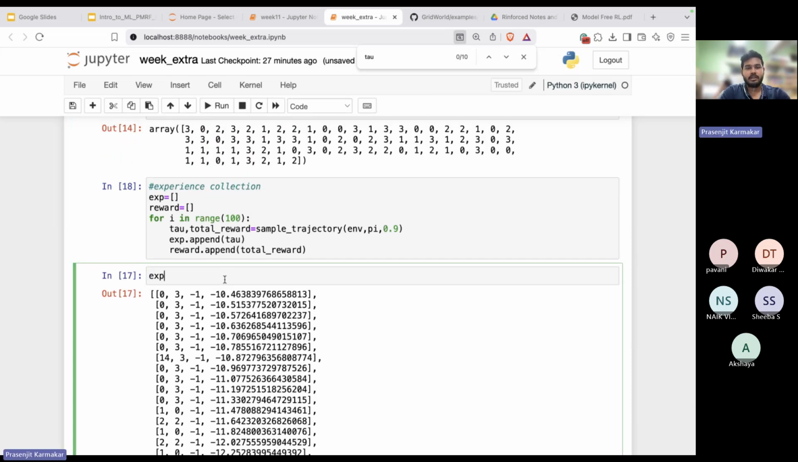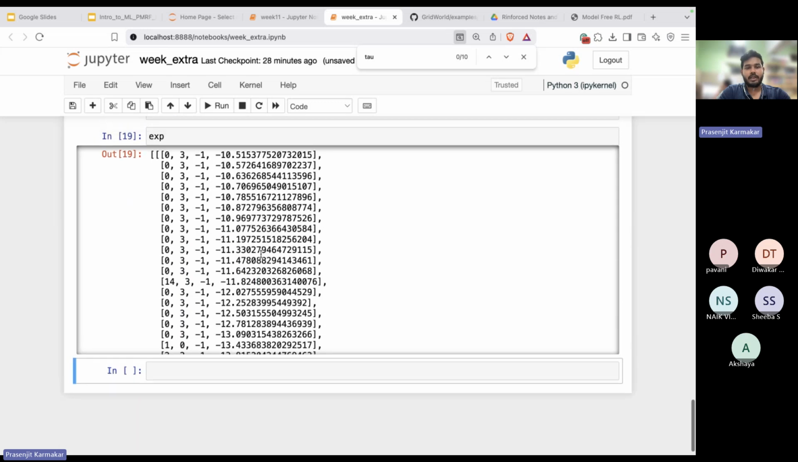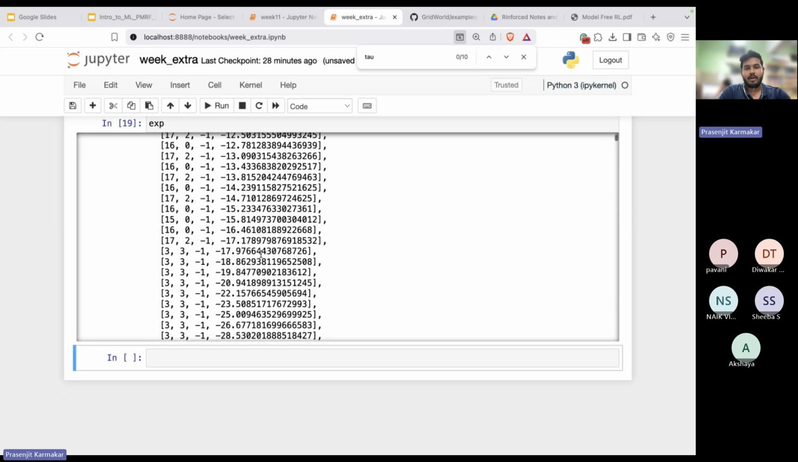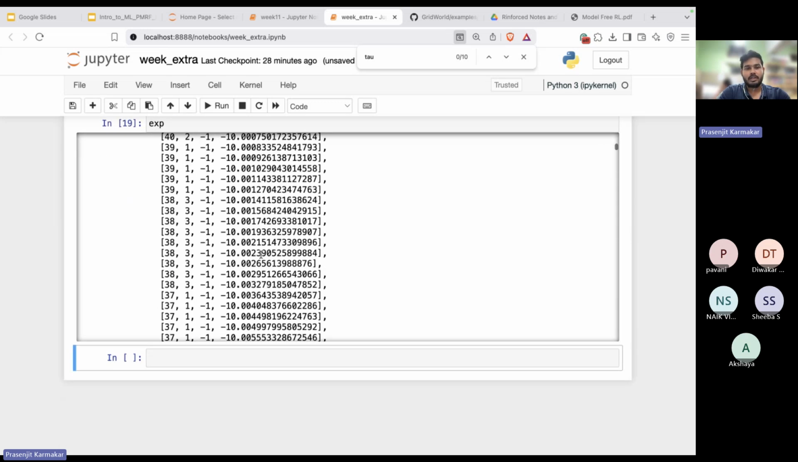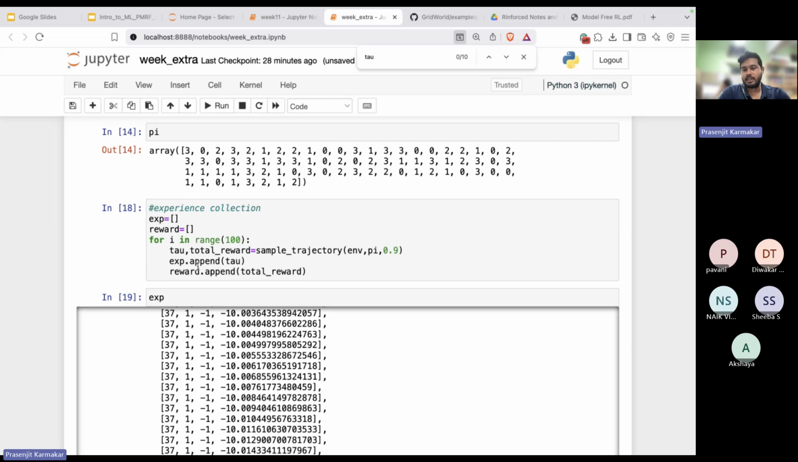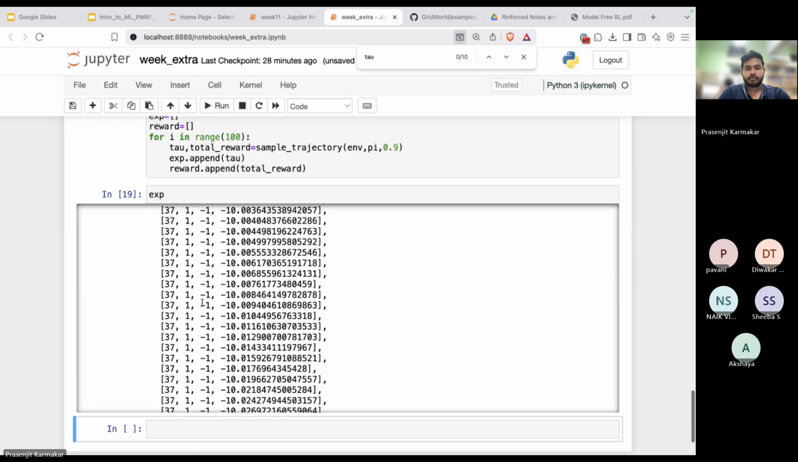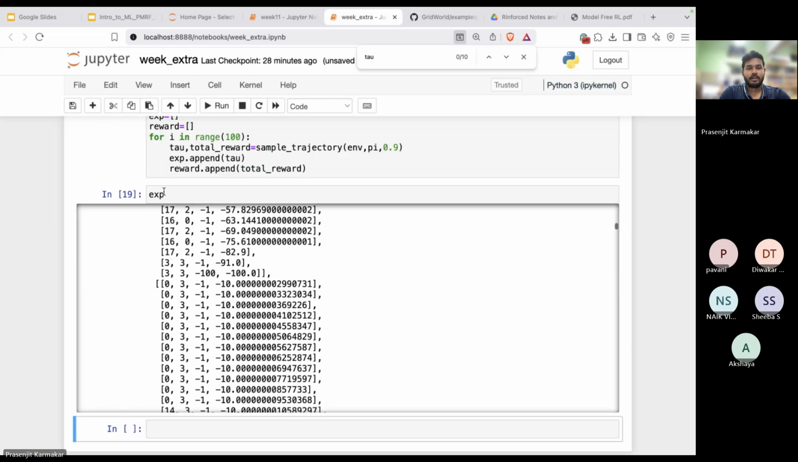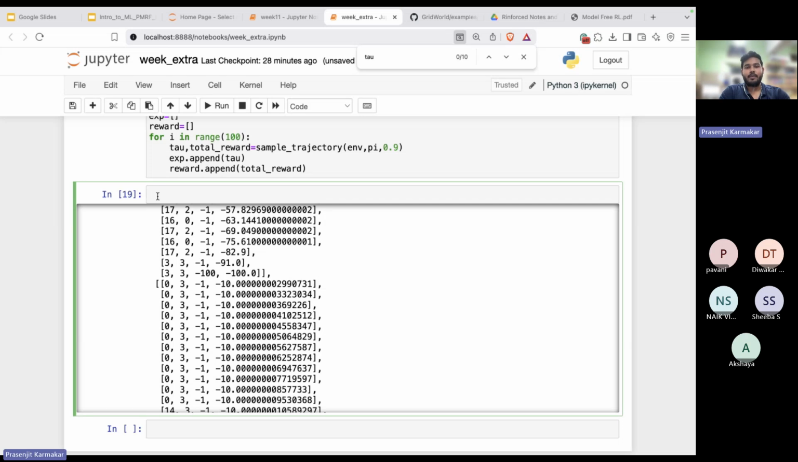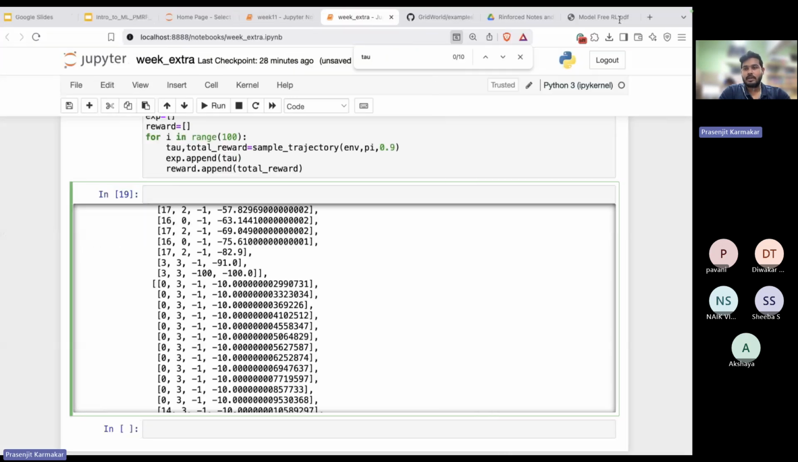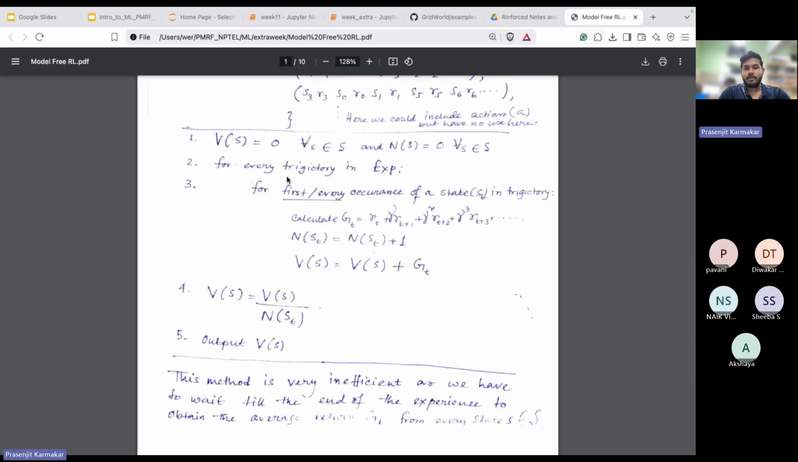Now what is experience? It's a big array of all the trajectories, all the 1000 trajectories or 100 trajectories I have visited, right? Now what was the algorithm? I have to loop through all the trajectories, track the N(s) and V(s), so how many times a particular state got visited. And then at the end, I have to just do a division, right?